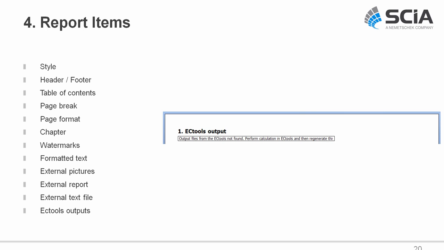EC-Tools is a design software for reinforced concrete and unreinforced masonry structures and can utilize the analysis results of SCIA Engineer. Since version 15, it is possible to easily insert outputs from EC-Tools in the engineering report.